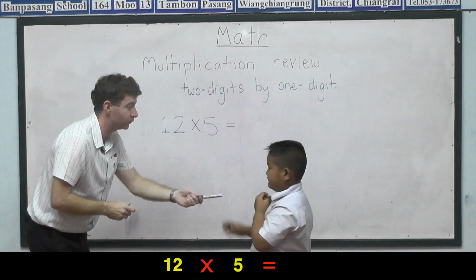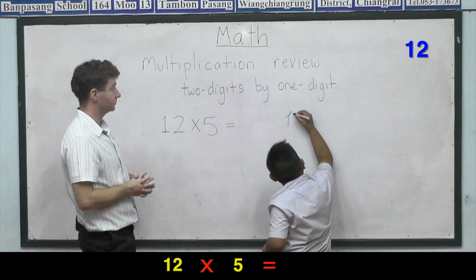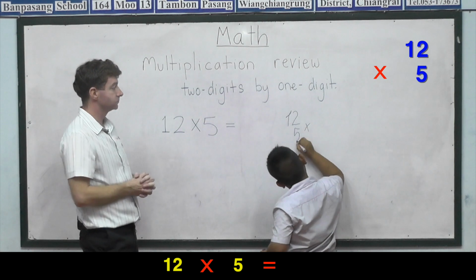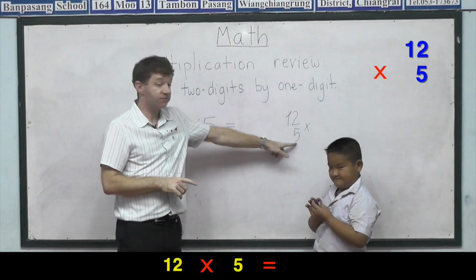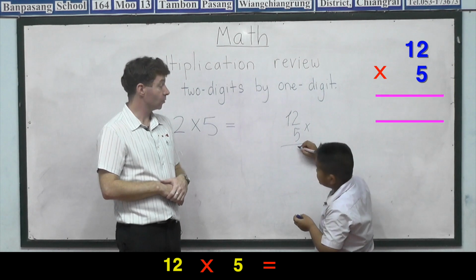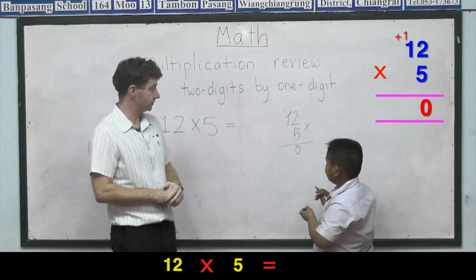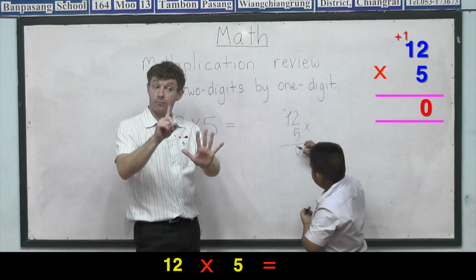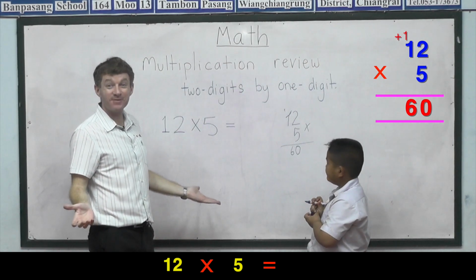Net, over to you. So first thing we do, we draw our table. 12 times 5. Okay, so step 1, what do we do, guys? What's step 1? 5 times 2 equals 10. So what do we write in the ones? 0, and we regroup. Carry the 1. Excellent, Net. Next, 5 times 1. Perfect. We've done it already.